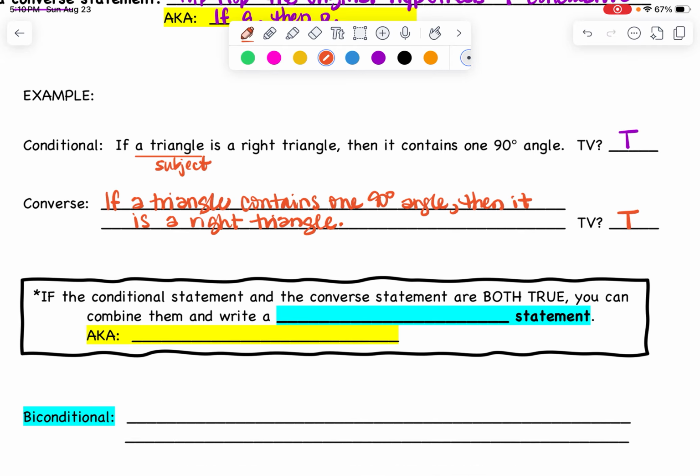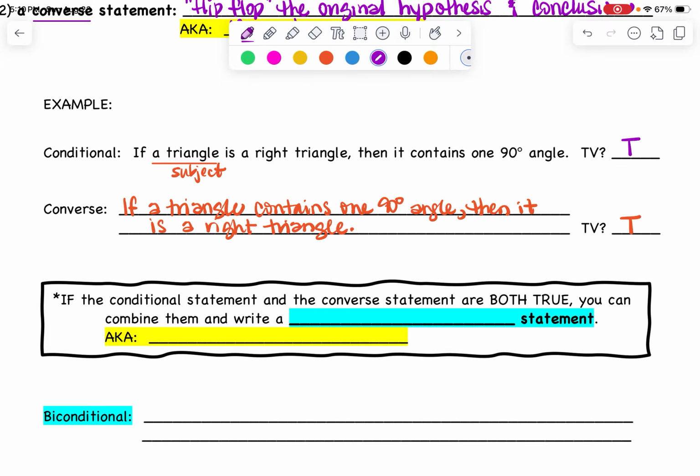If you look at the little box here, with the blue highlighter, this is a special type of converse. It is not always true that when you flip-flop the conditional, the converse is also true. They actually very rarely share the same truth value, right? But these two statements happen to be true no matter whether you say them forwards or backwards. And that is a special type of statement, and that means we can actually write them as a biconditional statement.